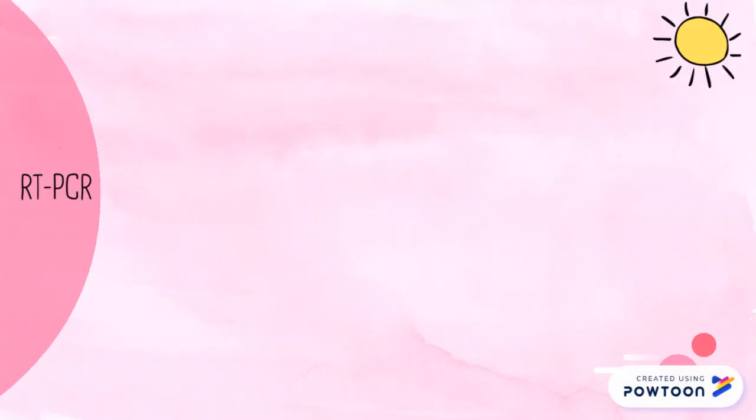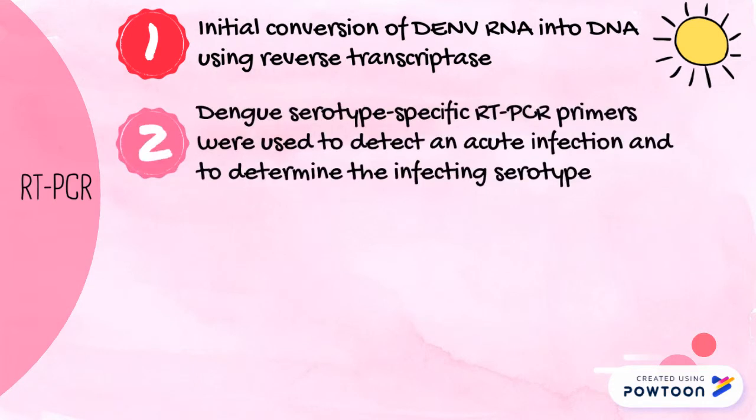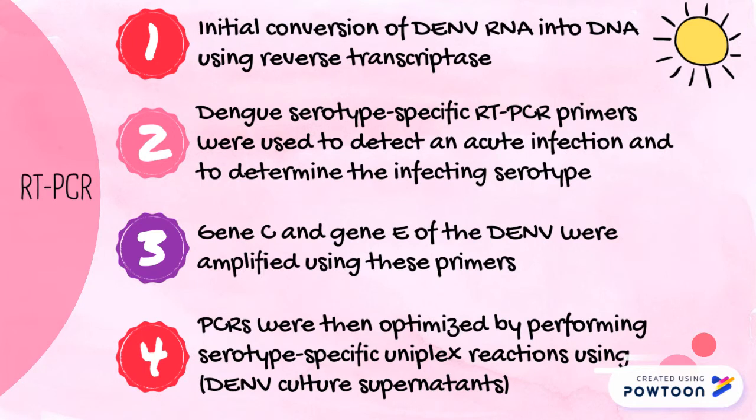Now we have the RT-PCR test. It is the initial conversion of dengue virus RNA to DNA using reverse transcriptase. Dengue serotype-specific RT-PCR primers were used to detect an acute infection and to determine the infecting serotype. Gene C and gene E of the dengue virus were amplified using these primers. PCRs were then optimized by performing serotype-specific uniplex reactions using dengue virus culture supernatant.